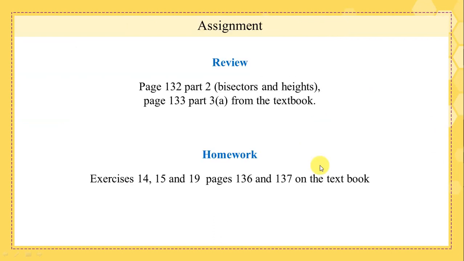Assignment: review page 132, part 2, bisectors and heights, page 133, part 3A from the textbook. Homework: exercises 14, 15, and 19, pages 136 and 137 on the textbook.